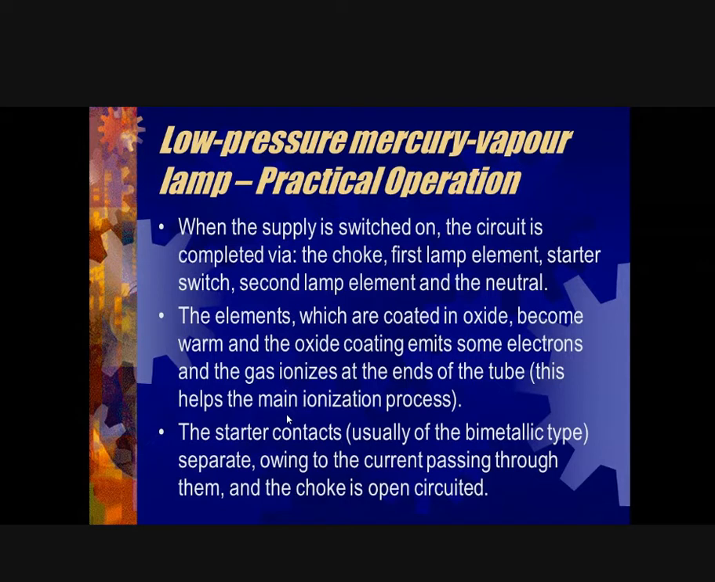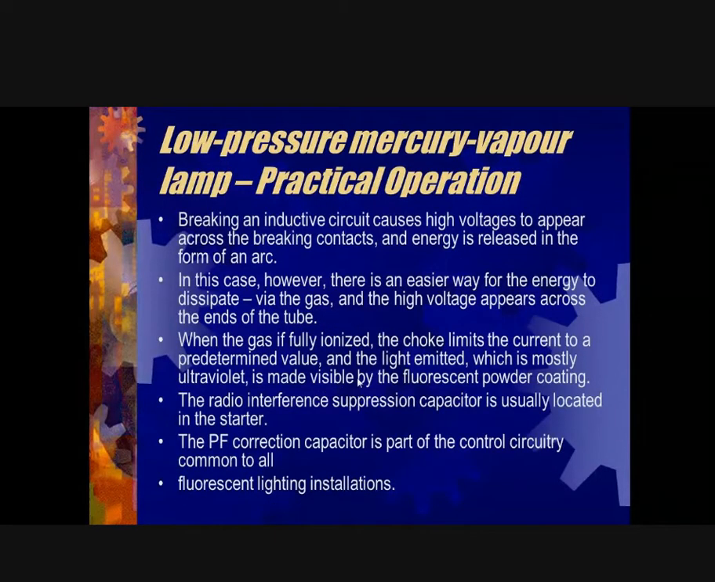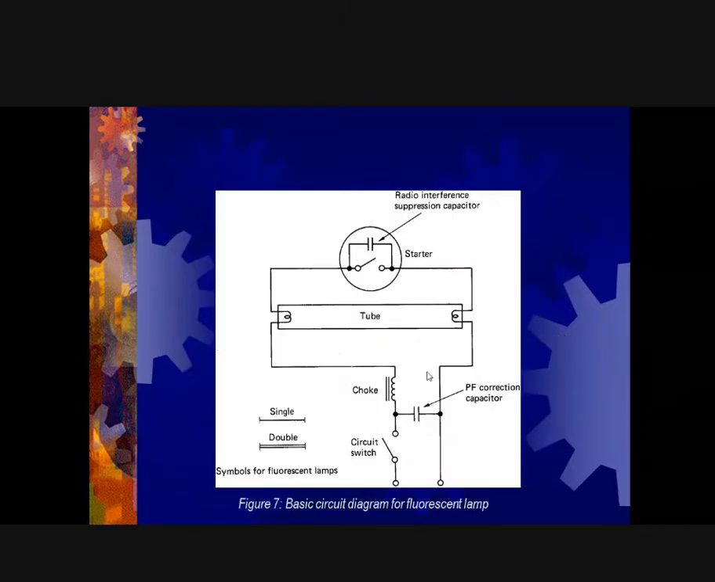Now, after a period of time, the starter contacts, due to the current passing through them, will open up. So the starter is connected to the choke and it will cause the choke circuit to open and it will actually maintain the high voltage inside the lamp. So you can read through the rest of this. This is just an explanation. I want to go to the circuit to show you what I'm talking about.